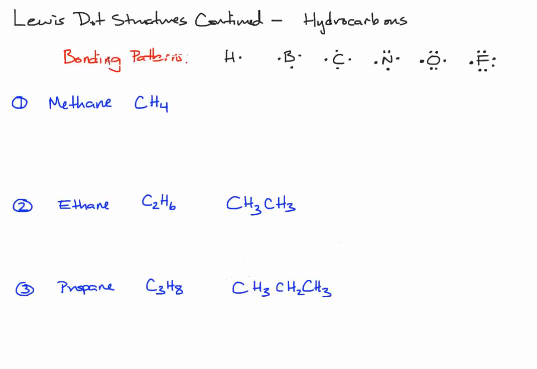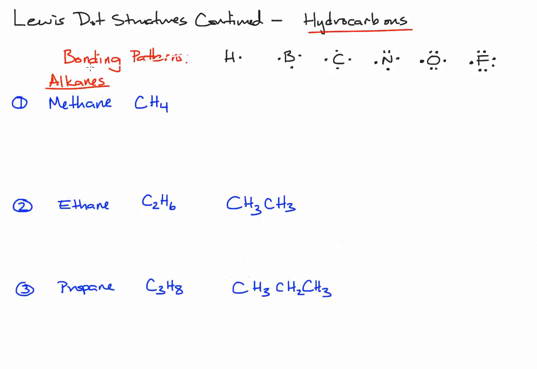In this screencast, we're going to continue our discussion of Lewis dot structures looking at hydrocarbons. The functional group we're going to consider are alkanes. So alkanes are compounds that are composed of carbon and hydrogen. We're going to look at the first three substances in this series: methane, ethane, and propane.